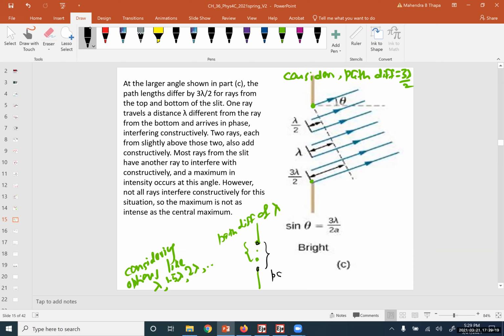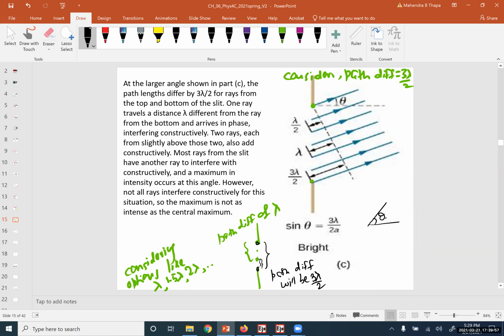This path difference will be 3 lambda over 2. In this case, the effect of the first 2 halves cancel each other, and the remaining third part will produce the constructive interference. So this means in this case, the light traveling, we are considering maybe this angle may be different.